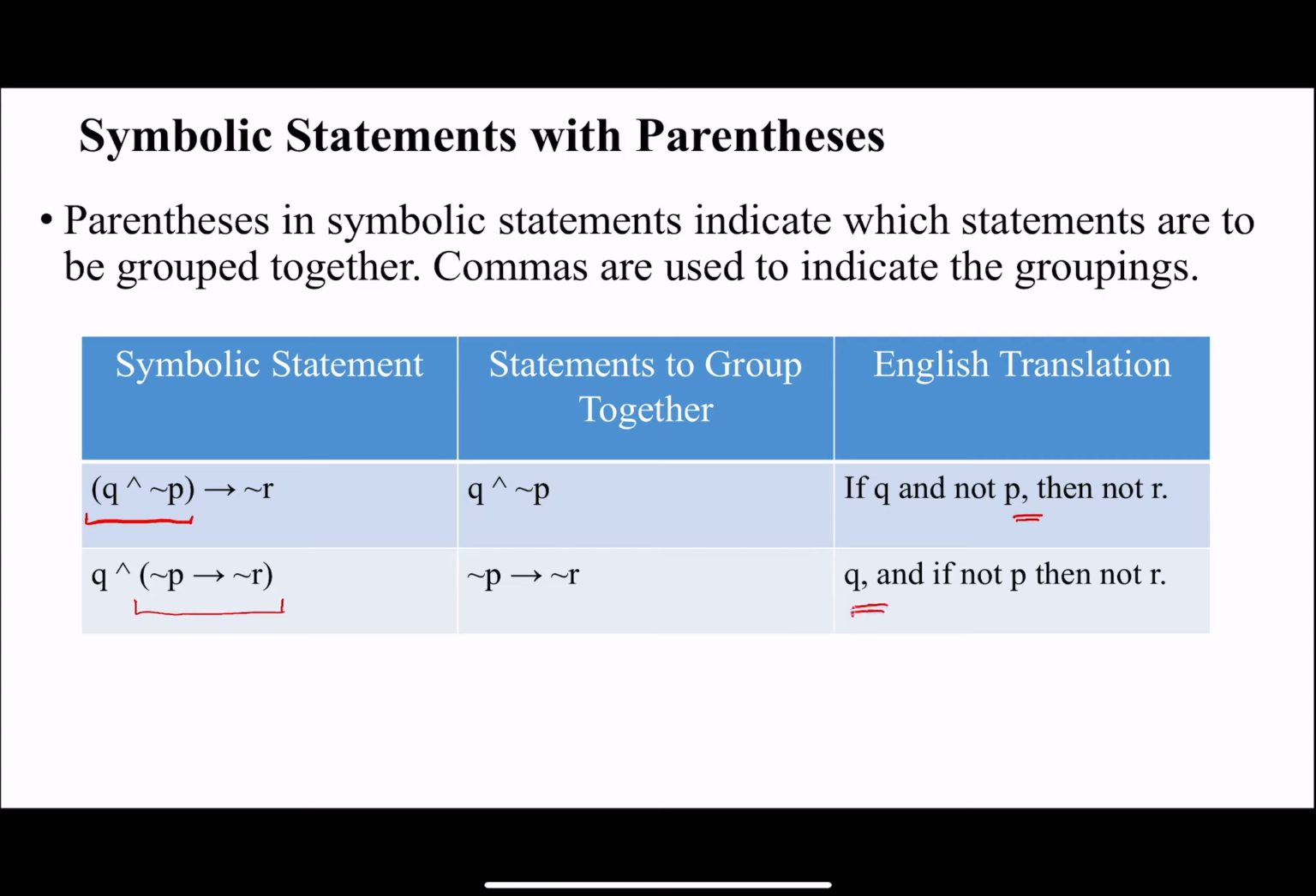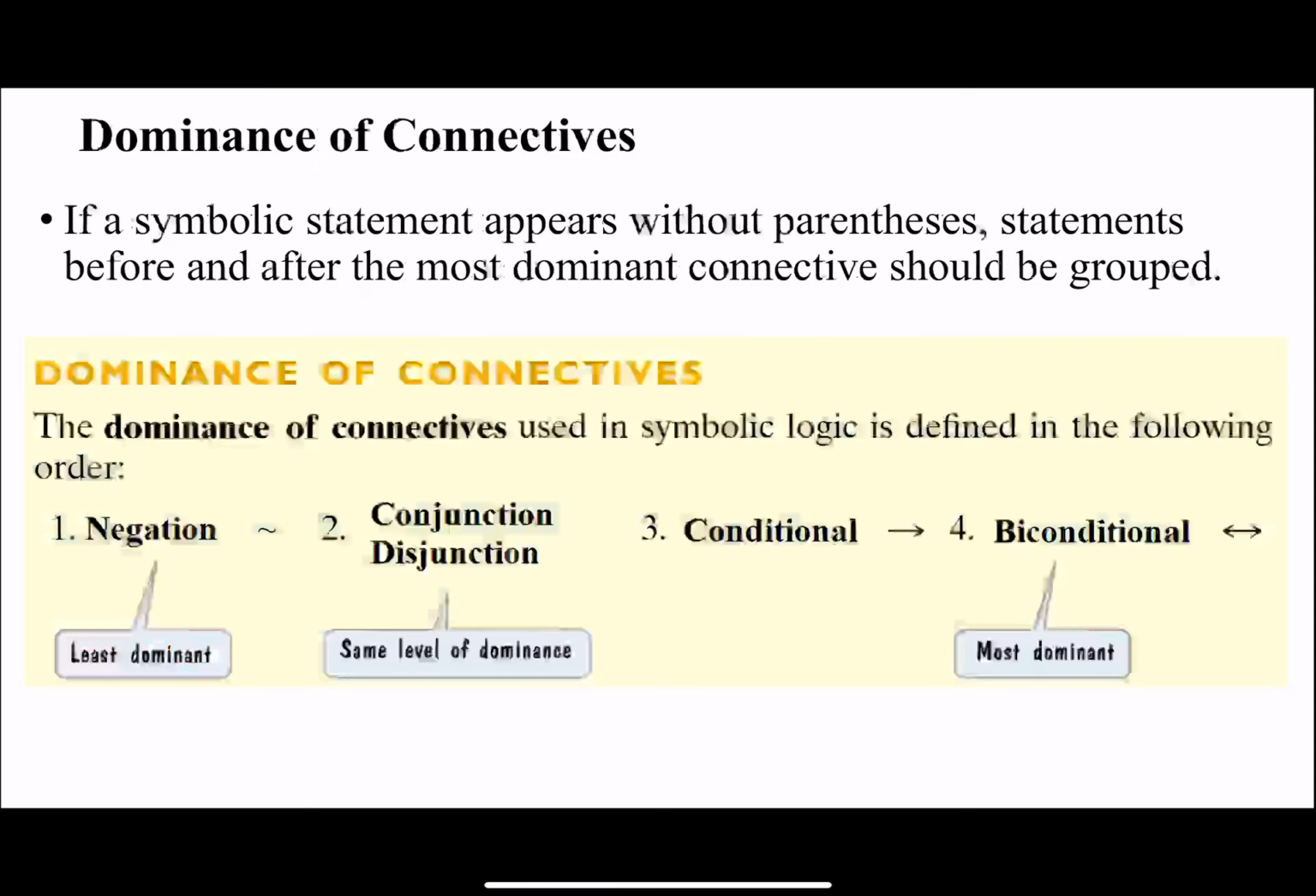So just look at the comma. Whatever you have before the comma is one group, so it's just Q, one statement, all right? And after that, you have a separate group. After that, we have if not P, then not R, right? So that's a group. So that's why commas and parentheses are really important. They tell you which statements have been grouped.